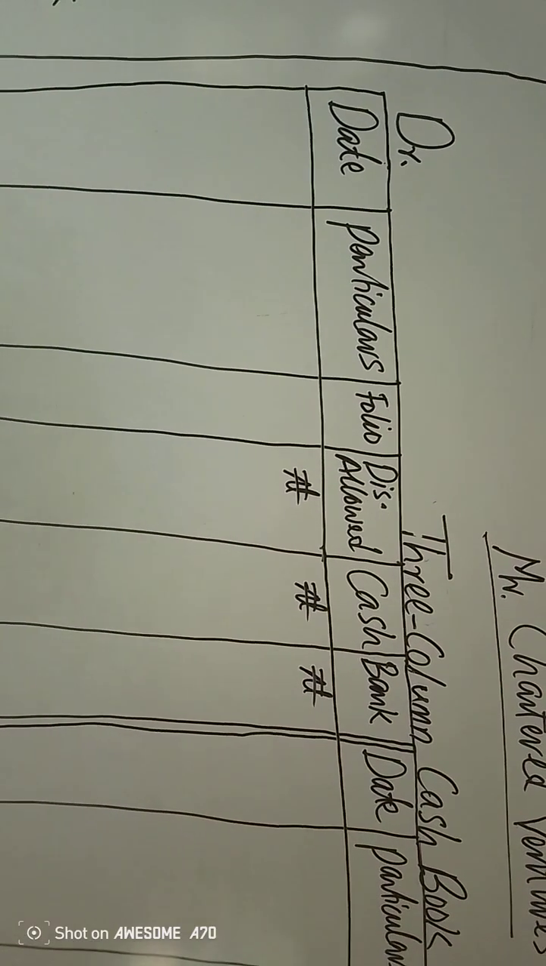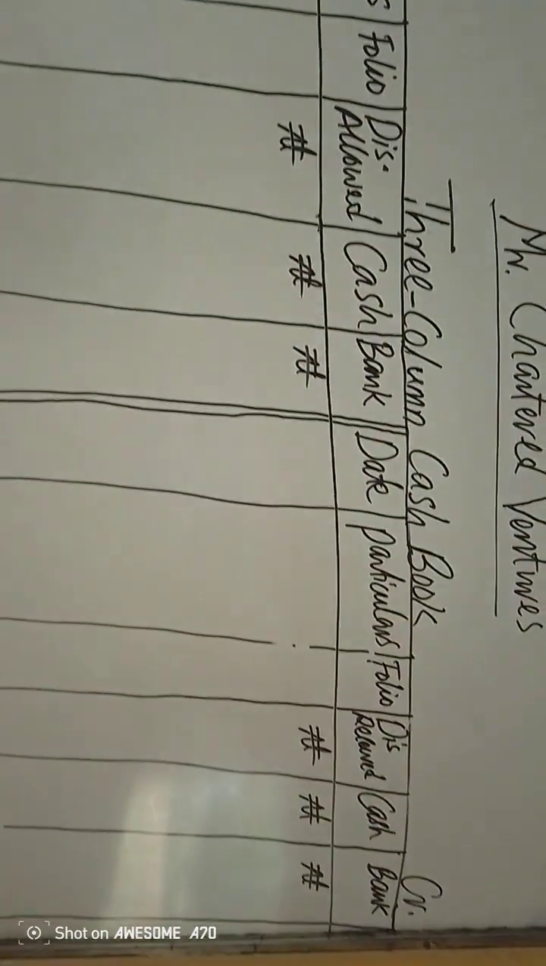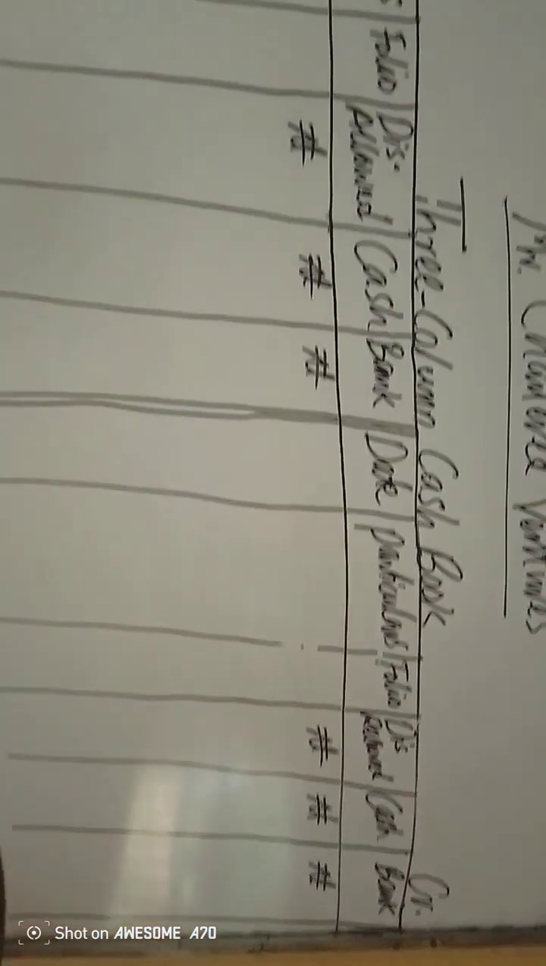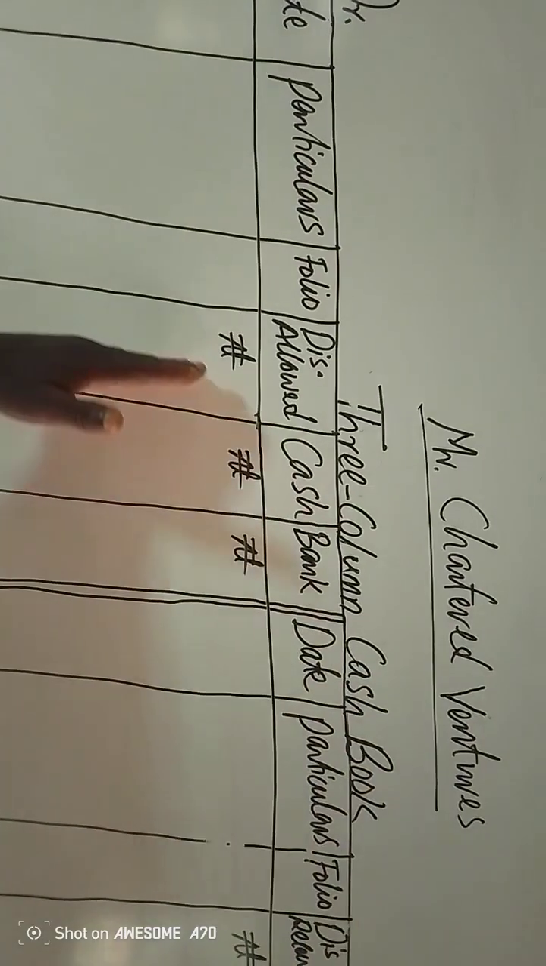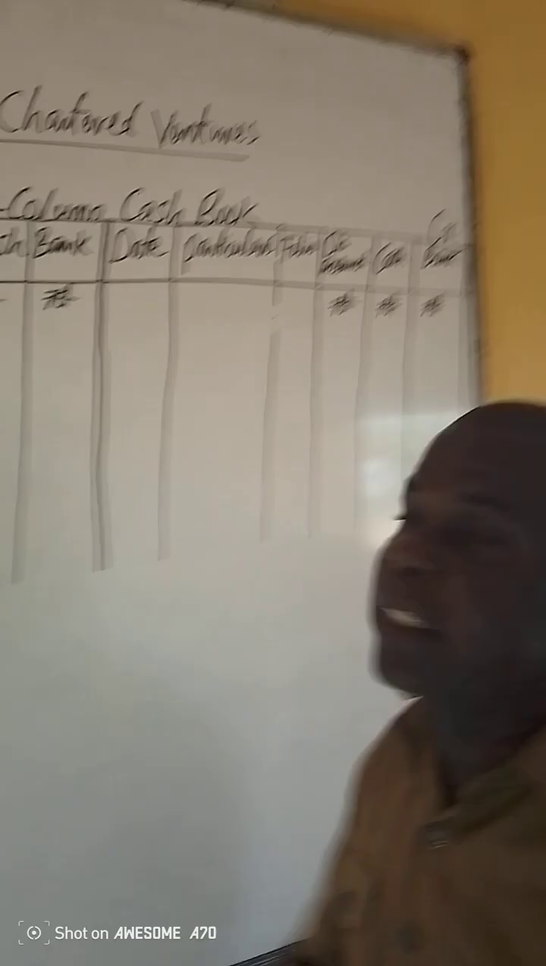Discount allowed is on the debit side because discount allowed is an expense. All expenses are debited. If you want to understand it that way, it's still right, because when I was treating principles of double entry, I told you that all expenses are debited. So if discount allowed is found on the debit side, you can prove that it is there because discount allowed is an expense and all expenses are debited.